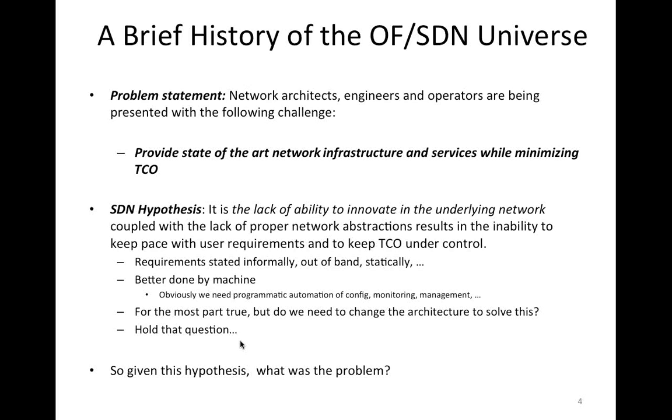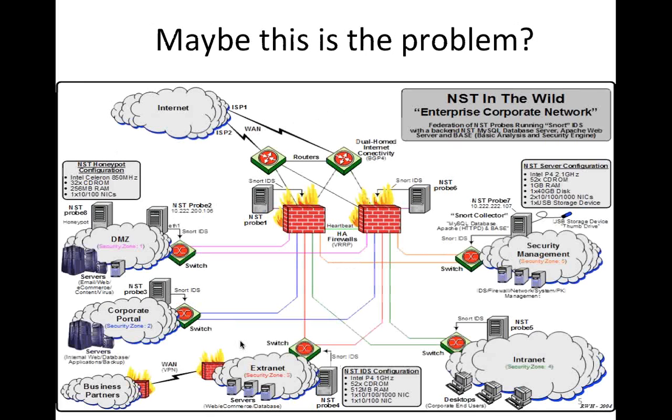We're all just marching in lockstep at OpenFlow SDN or whatever kind of SDN. So, given this hypothesis, what was really the problem? So it's like this, right?